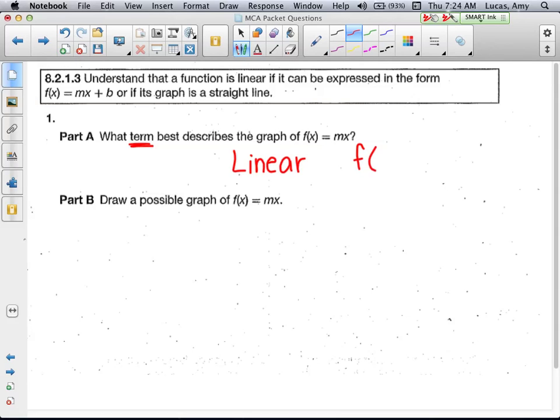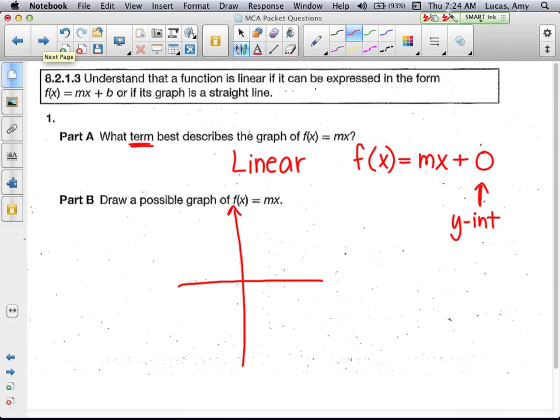F of x equals mx is the same as f of x equals mx plus 0, so the y-intercept is 0 in this equation. Draw a possible graph of f of x equals mx. That would be any line that goes through the origin.